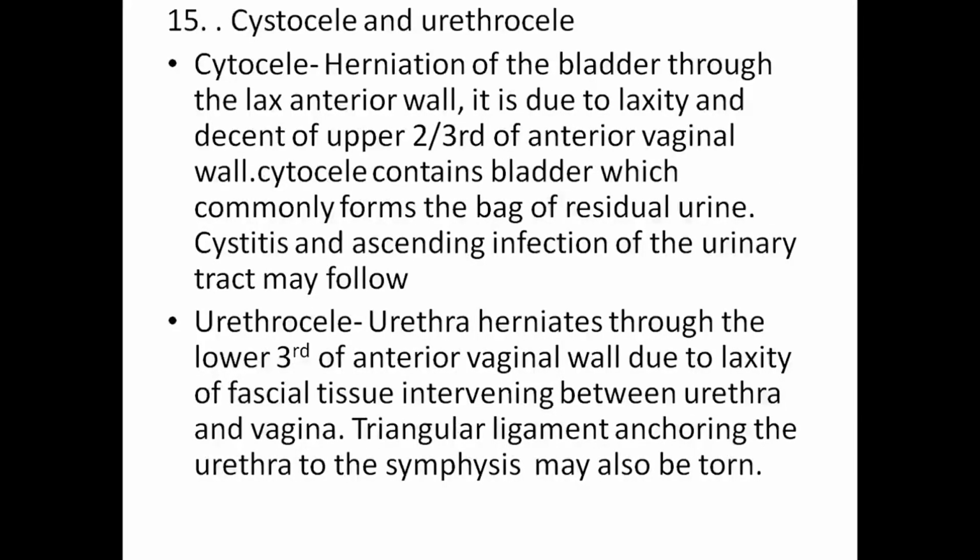Cystocele and urethrocele. Cystocele is a herniation of bladder through the lax anterior vaginal wall. It is due to laxity in descent of the upper two-thirds of the anterior vaginal wall. Cystocele contains bladder, which commonly forms the bag of residual urine. Cystitis and ascending infections of the urinary tract may follow. Urethrocele: urethra herniates through the lower third of anterior vaginal wall due to laxity of fascial tissue intervening between urethra and vagina. Triangular ligament anchoring of the urethra to symphysis may also be torn.